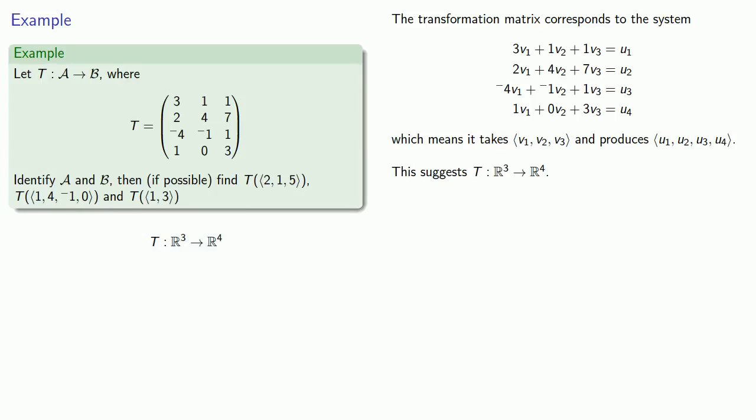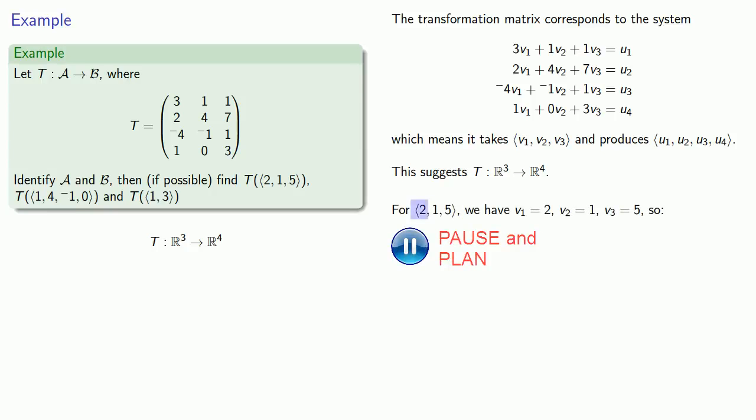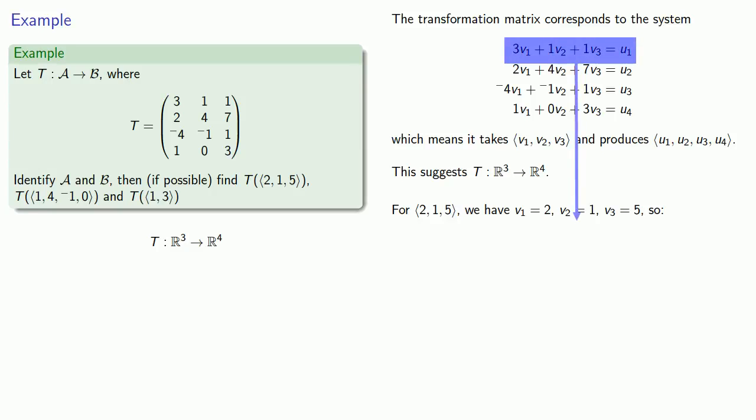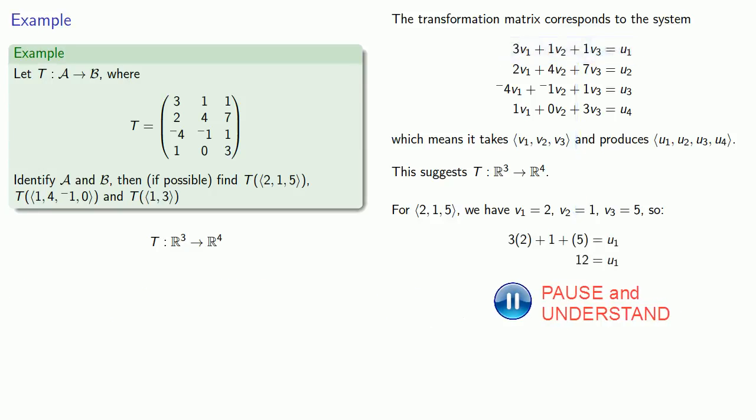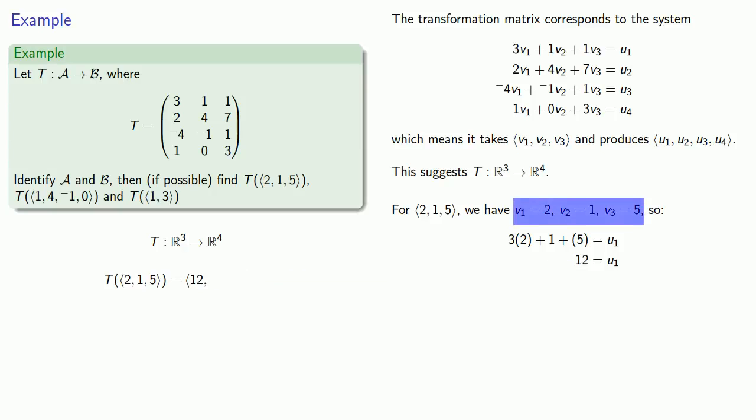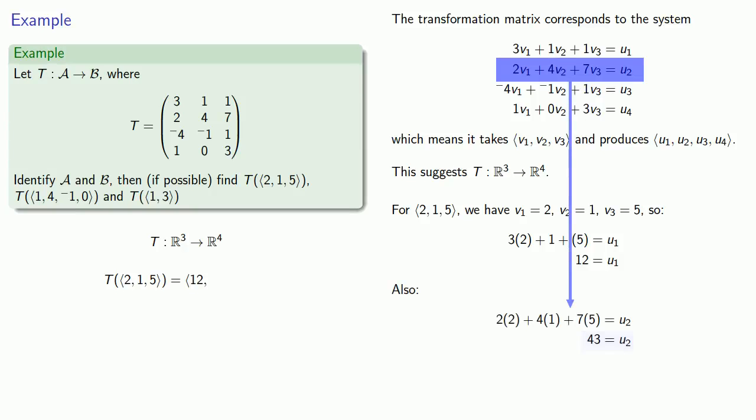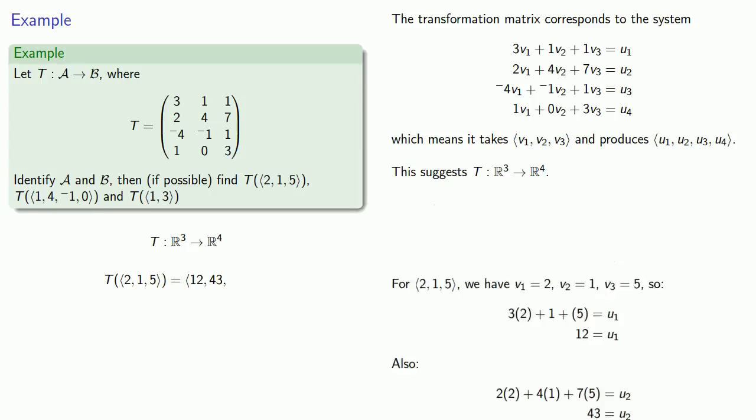Since this transformation takes vectors in R3 and sends them to vectors in R4, then in order to apply the transformation, we must use a vector with three components. So for the vector 2, 1, 5, we have v1 equals 2, v2 equals 1, v3 equals 5. We can substitute these into our formula for u1 and find that 12 is the first component of our vector. Likewise, we can substitute these values for v1, v2, and v3 into our second formula to find the second component of our vector is 43, and we'll write that down.